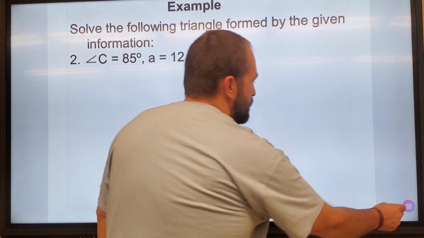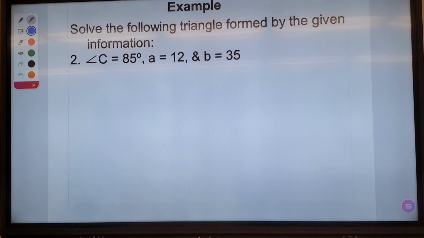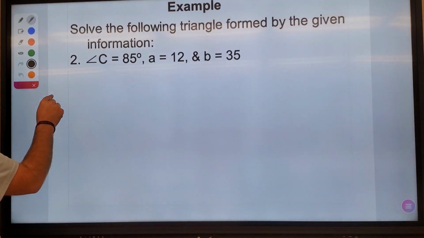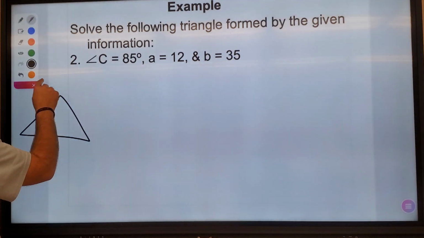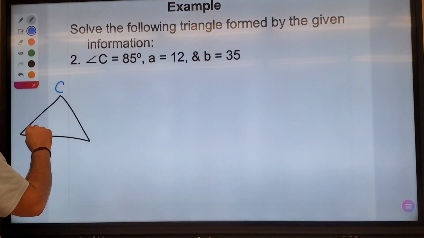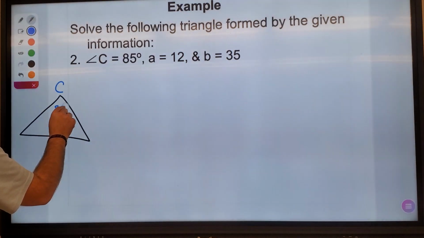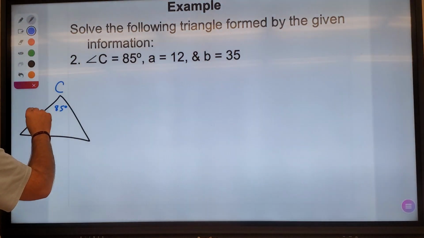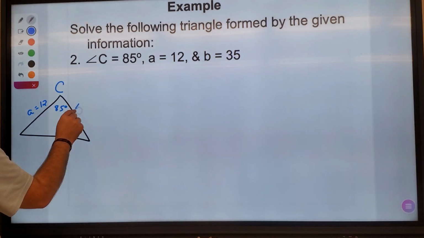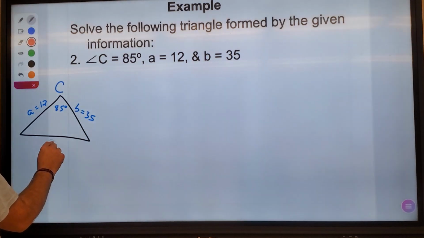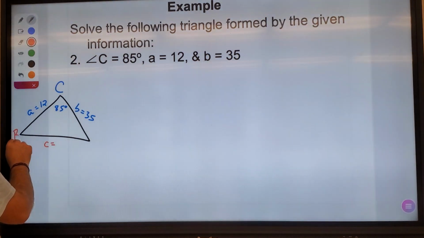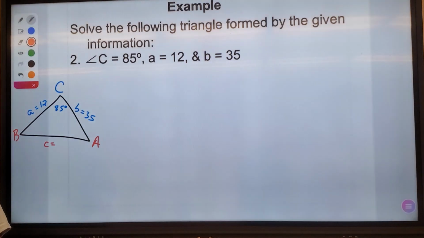Final example for the video here. Okay, here notice that I'm giving you an angle and two sides. When you put this together, again, you should have a corner. So visually just looking at this, we'll call this angle C, and it's 85 degrees. We'll call this side A, and we'll call this side B. So I need side C, I need angle B, and we need angle A.